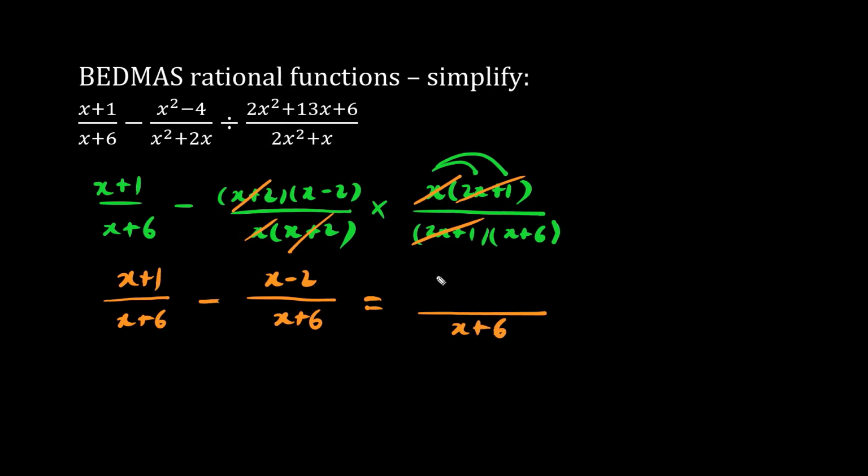This minus sign is in the middle, so we copy it with brackets, x minus 2. The bottom remains the same. We have x minus x disappears, and we have 1 minus negative 2 becomes 1 plus 2, which is 3. So this here is a simplified form.